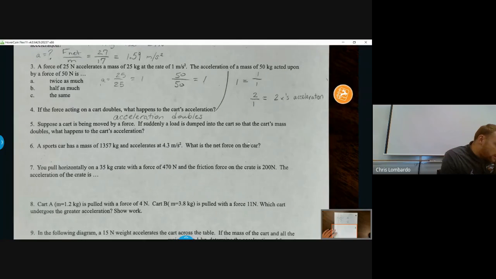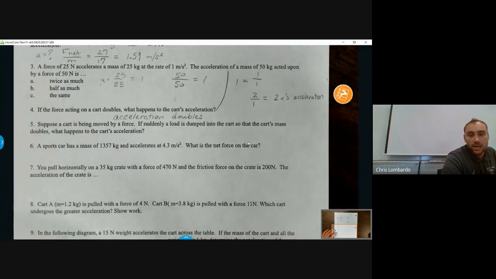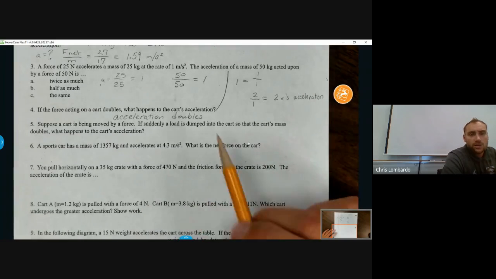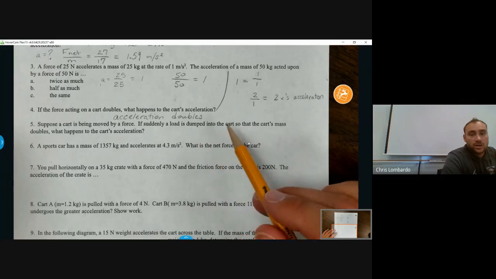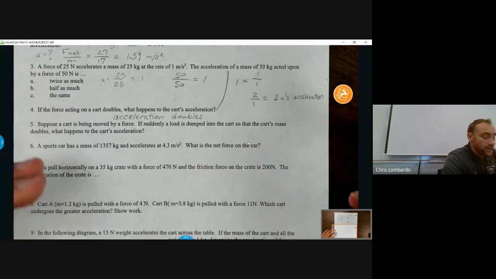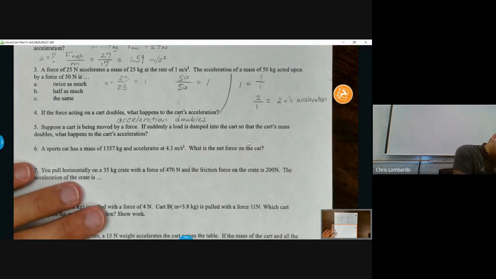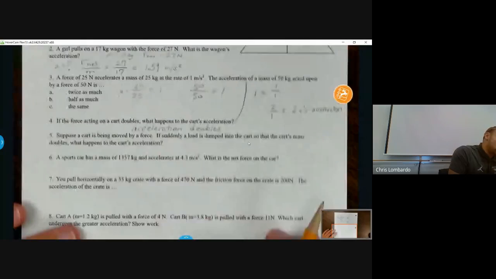Now, we have a number 5 here. Suppose a cart is being moved by a force. If suddenly a load is dumped into the cart so that the cart's mass doubles, what happens to the cart's acceleration? So a load is just essentially any heavy object, be it a pile of dirt, soil, sand, water, whatever. So if that change is increased so that the mass doubles, what happens to the cart's acceleration?